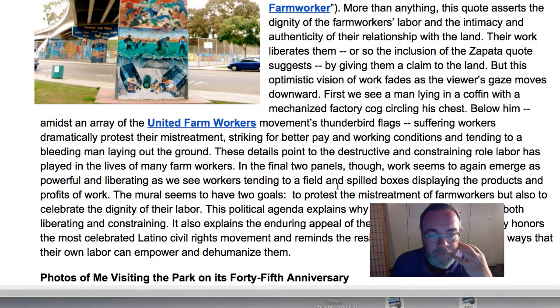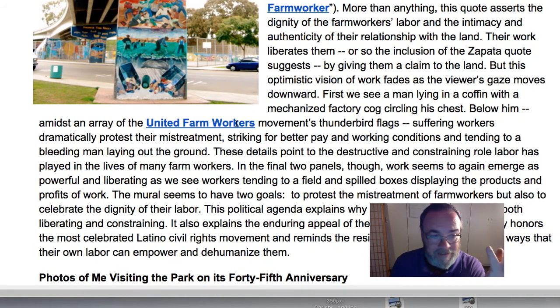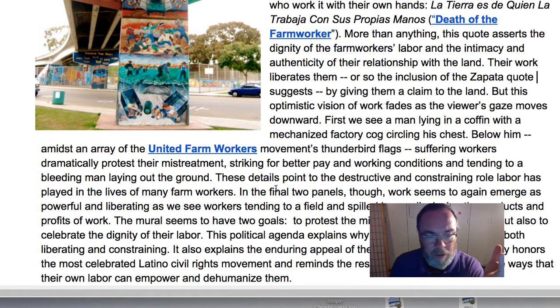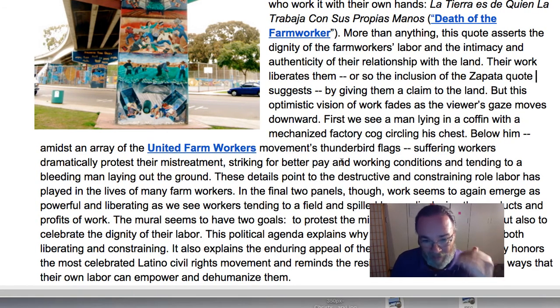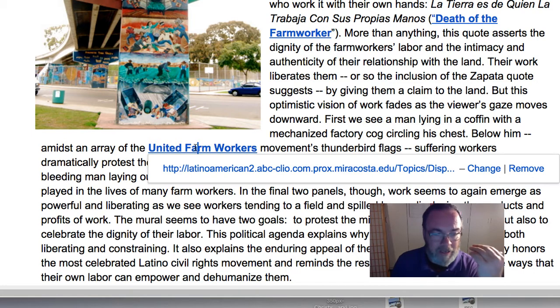I also talk about the United Farm Workers Movement, again, because it's depicted in the mural. There's a protest scene. You can see it right there in the mural. And so I talk about that element in the mural, and I need to contextualize that because a reader needs to understand where are those Thunderbirds coming from? Who are these protesting workers? So again, I have a link to a library database article about the United Farm Workers Movement. So I'm mentioning things and resourcing them.